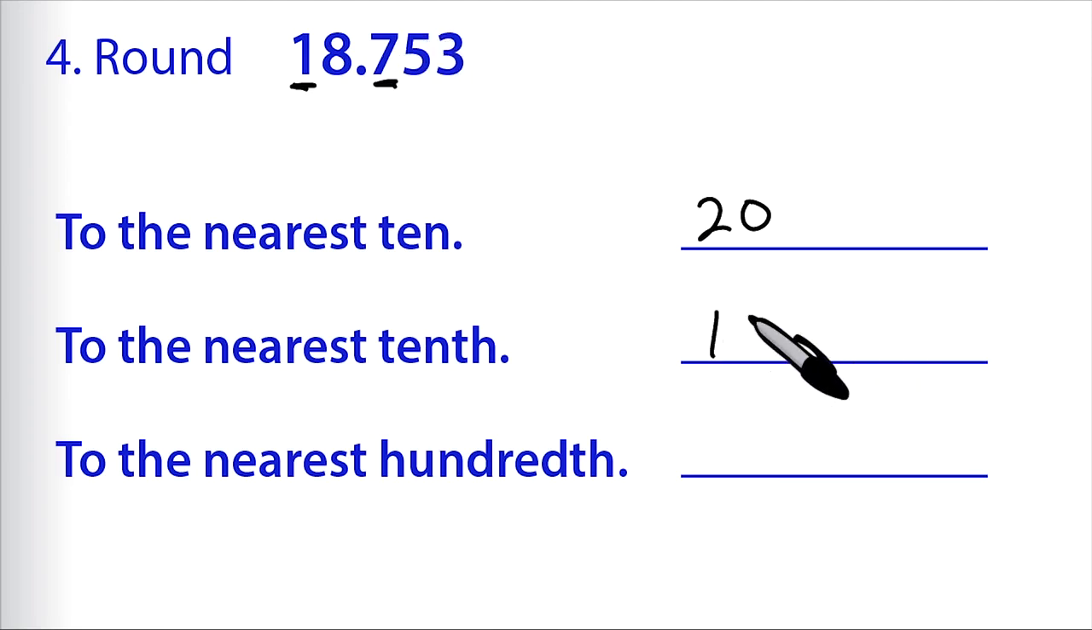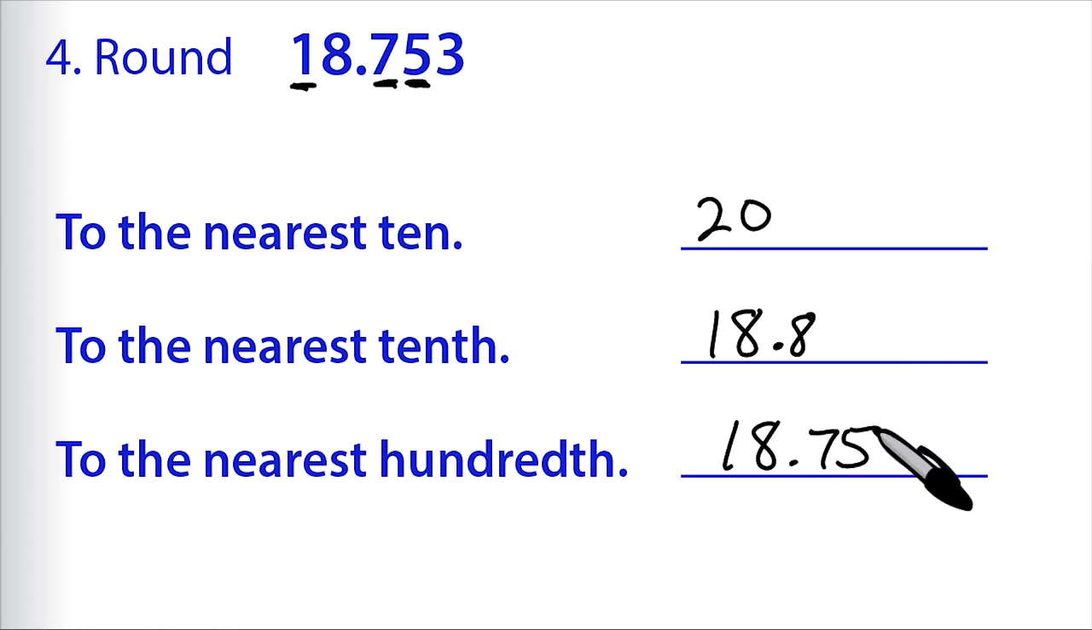So to round to the nearest tenth, we have 18.8, and we can either leave off the zeros or put those there. I'll go ahead and leave them off. And now we need to round to the nearest hundredth. The hundredth place is this right here, and we need to look to the digit to its right. That's a 3, so that means we round down. We keep that as a 5. So we have 18.75 as this number rounded to the nearest hundredth.